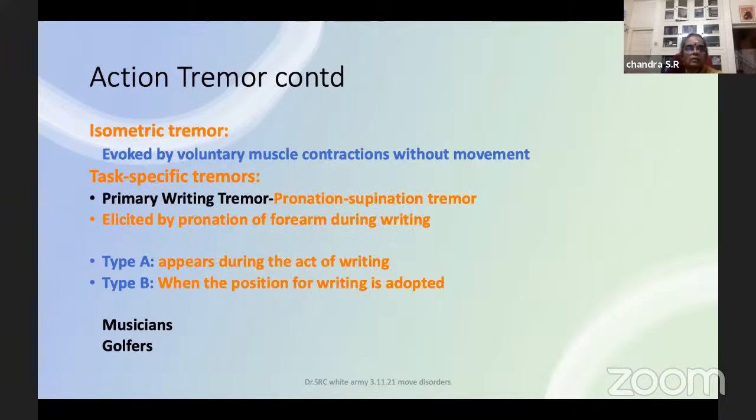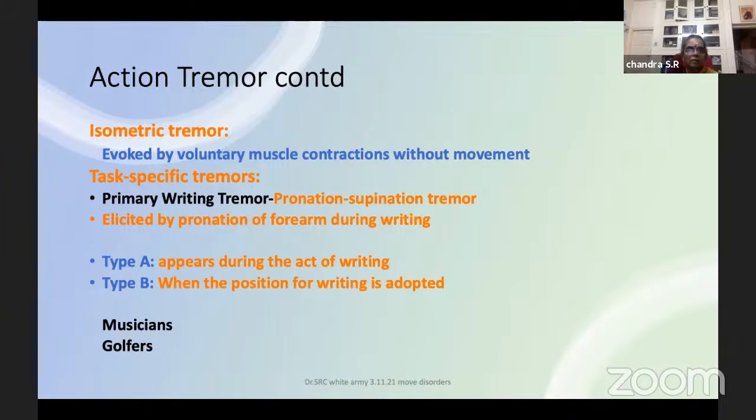So what is an action tremor? Action tremor could be intention tremor, target tremor, or isometric tremor, evoked by voluntary muscle contraction without movement. So you are running fast and then suddenly coming to a standstill, you know that your muscles will contract and your body will tremble. That is isometric. The action is not going on, the body is resting, but it is trembling.